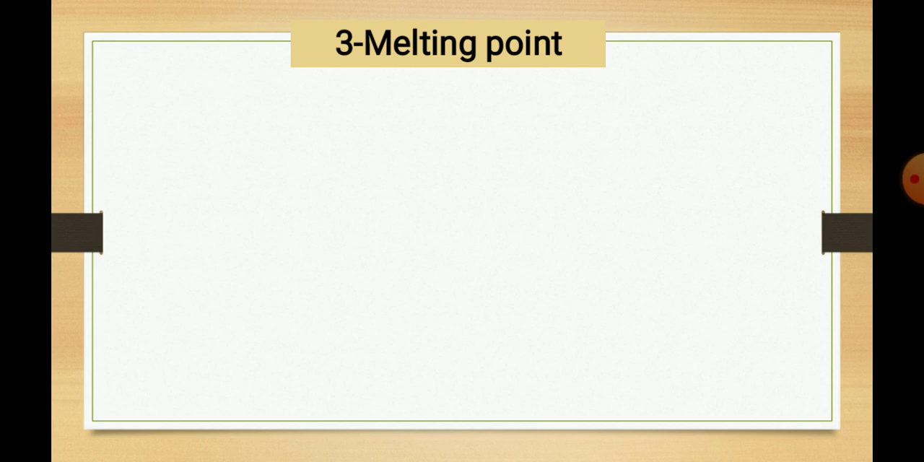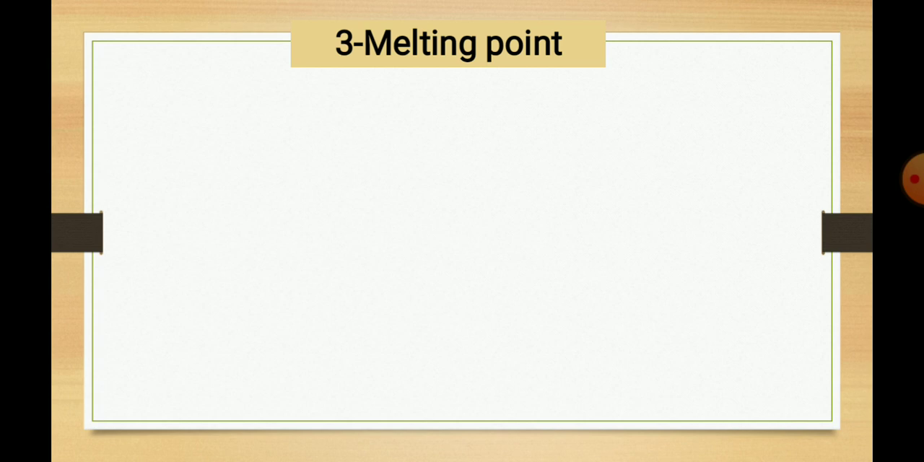And now we are going to talk about property number 3, melting point. Matter exists in 3 states, which are solid, liquid, gas. The change of matter from solid state to liquid state by heating is known as melting, and the temperature at which the matter begins to melt is called the melting point.